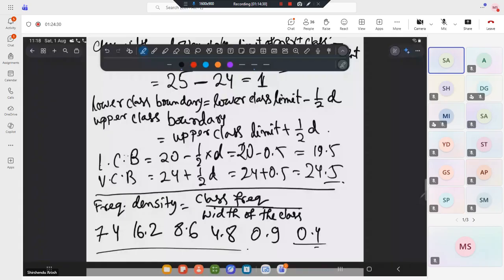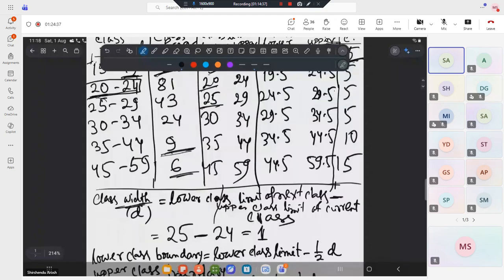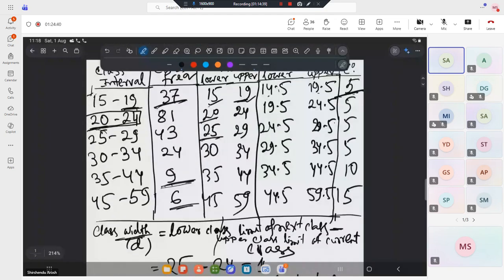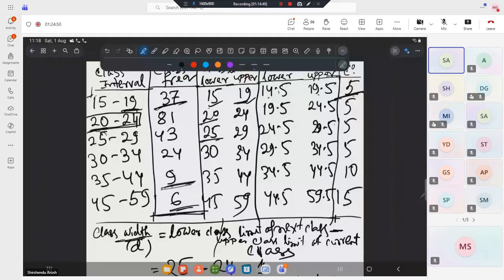Okay? So class density is frequency divided by the width of the class. And the last one is something called the relative frequency. What is the relative frequency? Relative frequency means you simply add these frequencies, and whatever number you get from the addition, you divide by it. Suppose for this case you get 200, so 37 by 200 would be your relative frequency for the first class, 81 by 200 would be the relative frequency for the second class, and so on. The last one was 6 by 200 for the relative frequency of the last class.